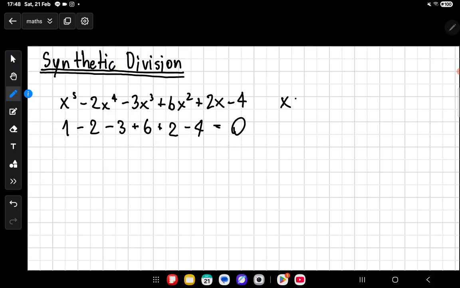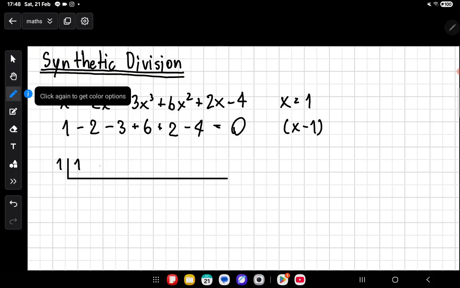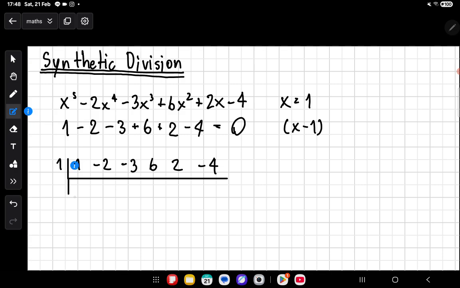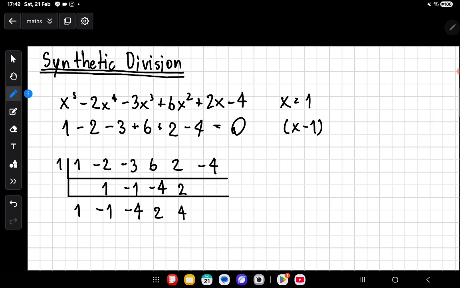So we now know that x is equal to 1. So note x minus 1. Wait, let me make the table. 1, minus 2, minus 3, 6, 2, and minus 4. Now let's try. 4, negative 4, 2, 2, 4, 4, add 0, and that's it.